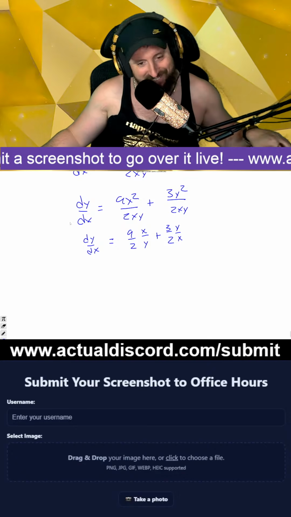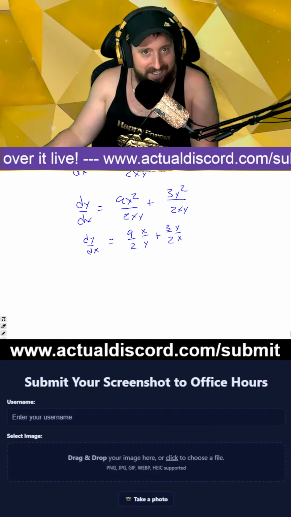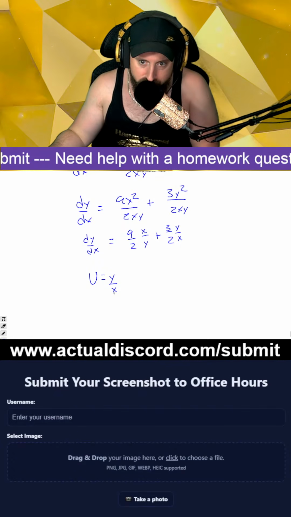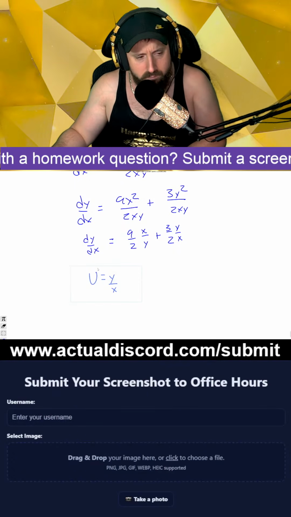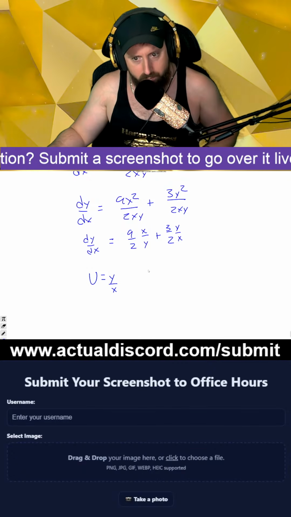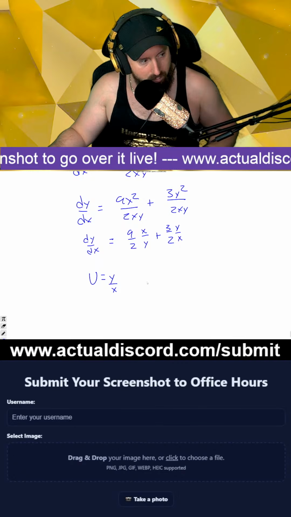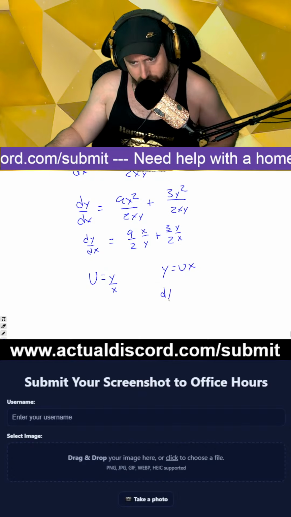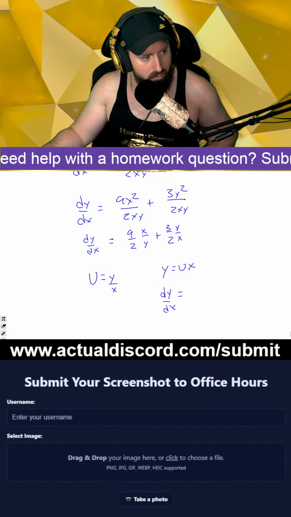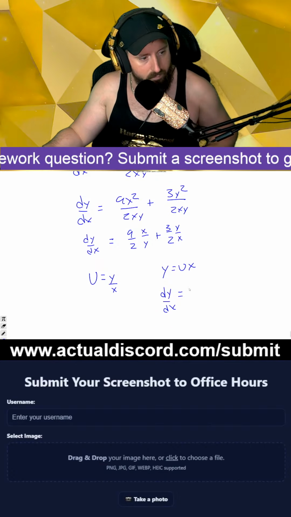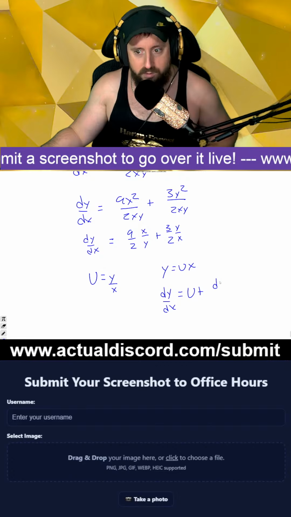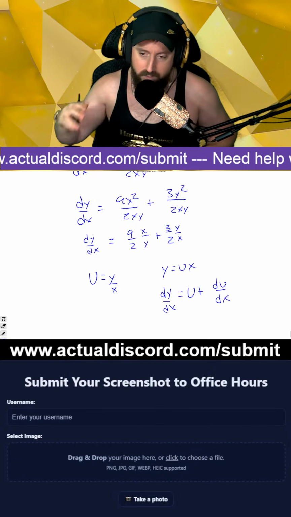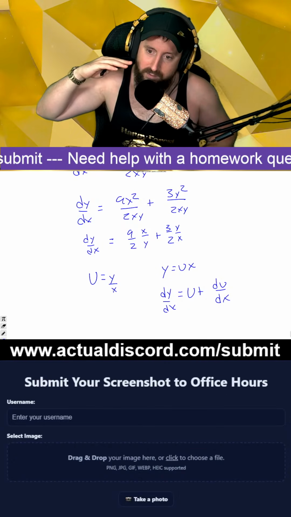Laplace both sides for good measure. Okay, he says u equals y over x. Let's just try that. Okay, u is equal to y over x. So then, y is equal to ux. So what? dy/dx is equal to u? Oh, plus du/dx, right? Because we still don't know if u depends on x. Well, u definitely depends on x. It's like circular logic, actually.